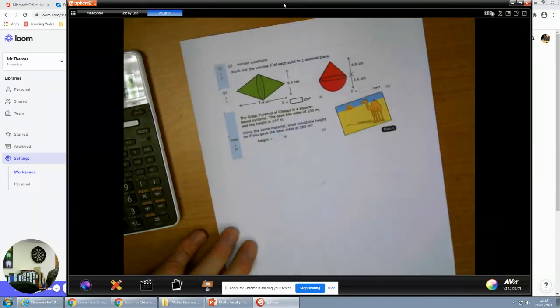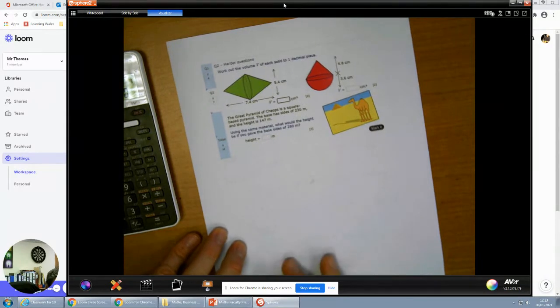Nice and easy. On to the harder questions on question 2. Well, they're not really that much harder.